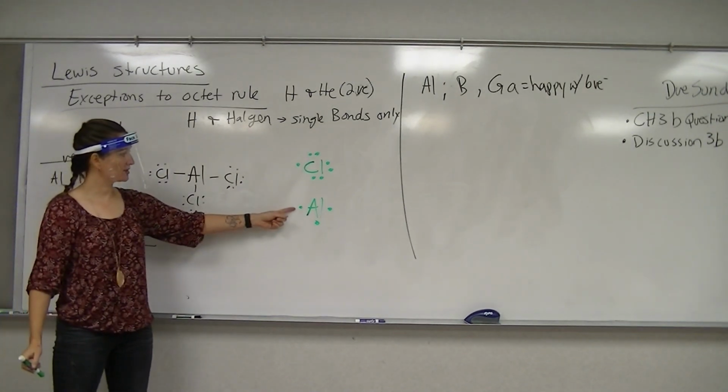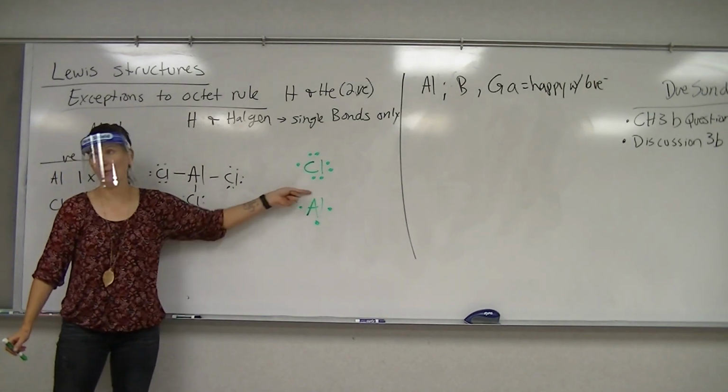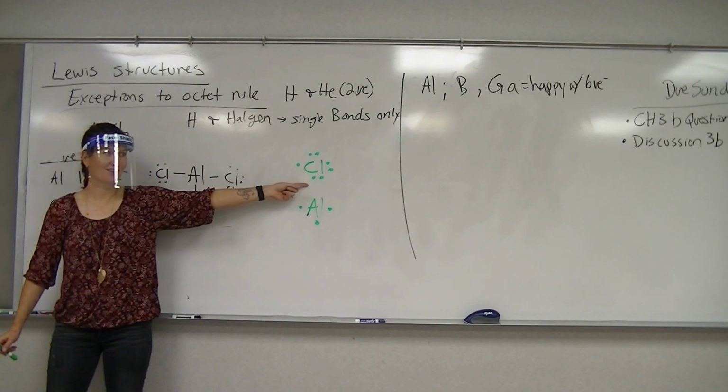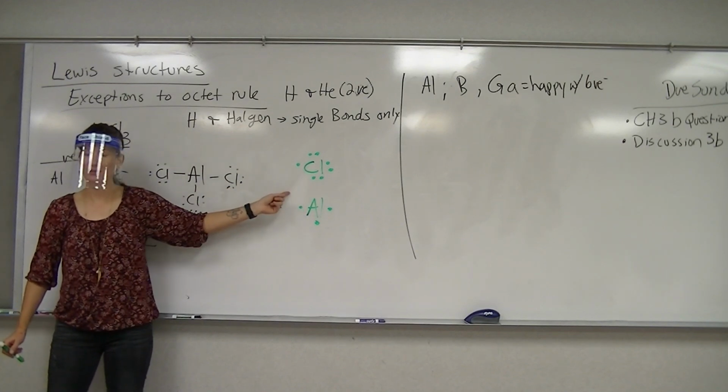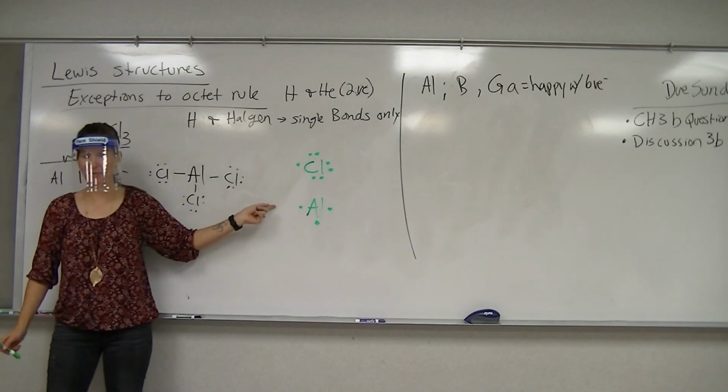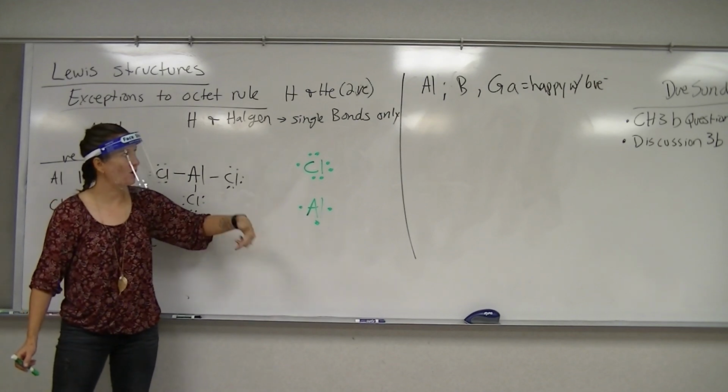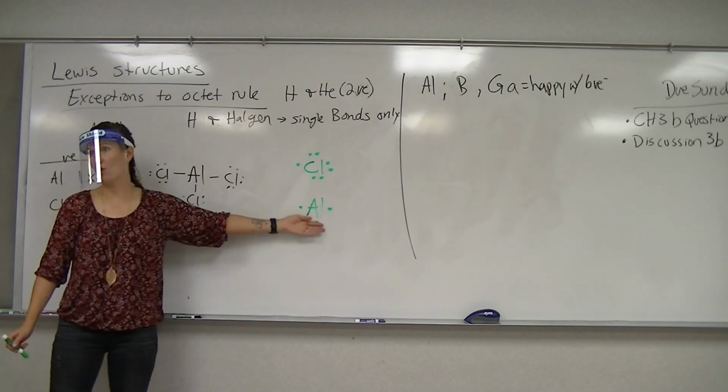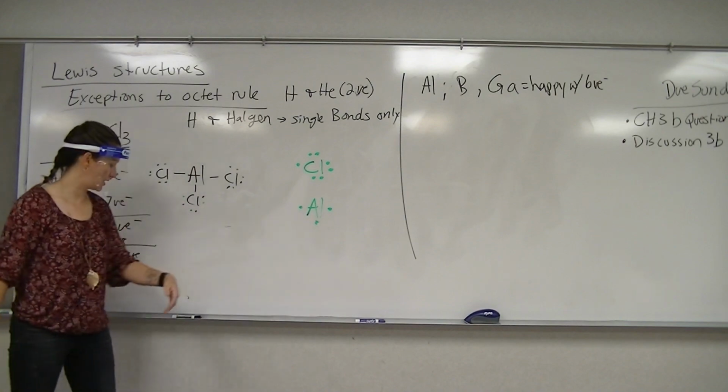So notice he wants to make 3 single bonds, but he doesn't want a lone pair on him. So you're never going to see a lone pair on aluminum. You're never going to see aluminum with a double bond. Same with boron, same with gallium, because they're in the same group. They're going to follow the same trends that aluminum does.